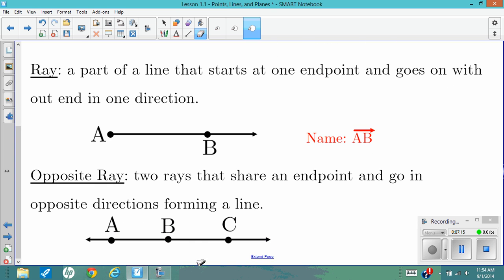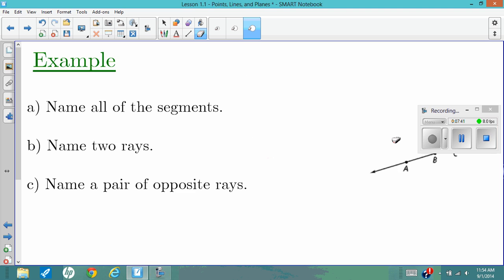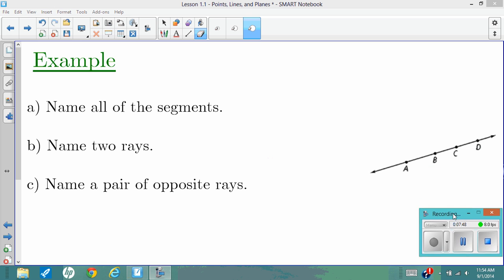And if I have two opposite rays, or two rays that start at the same endpoint, so here in this picture, I have point B, I have ray BA that goes to the left, and ray BC that goes to the right. They share the same endpoint, and they make this straight line. Those are called opposite rays. And we can call them ray BA and ray BC. Here again is where you should pause the video. You should name all the segments, name two rays, and name a pair of opposite rays.